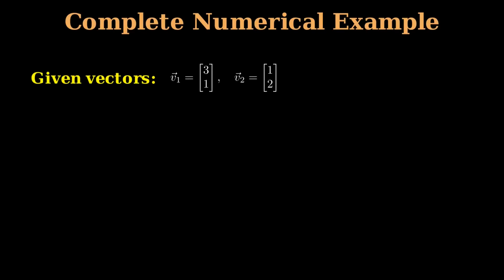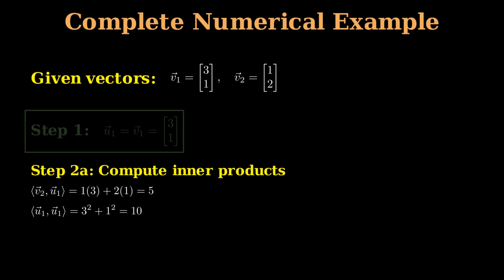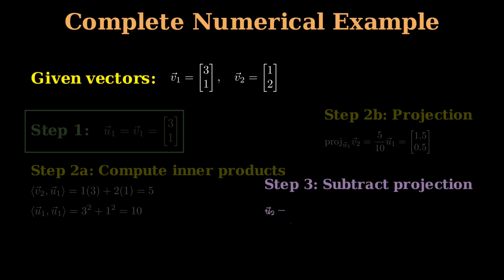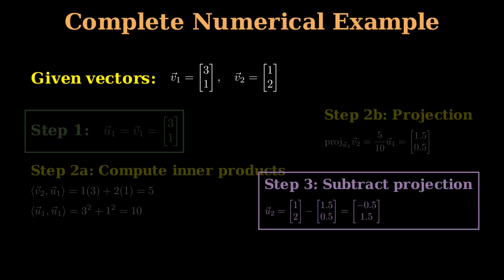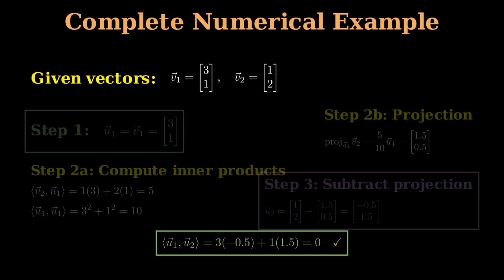Let us see the complete algorithm with a numerical example in 2D. 1. u1 equals v1. Simple. 2. Compute the projection. First, calculate the inner products. Now compute the projection vector, 5/10 times u1. 3. Subtract to get u2. 1 minus 1.5 is negative 0.5, and 2 minus 0.5 is 1.5. Finally, verify orthogonality. The inner product of u1 and u2 is 0. Perfect.